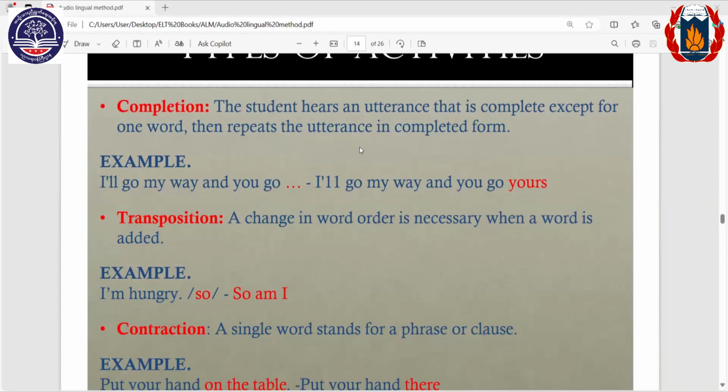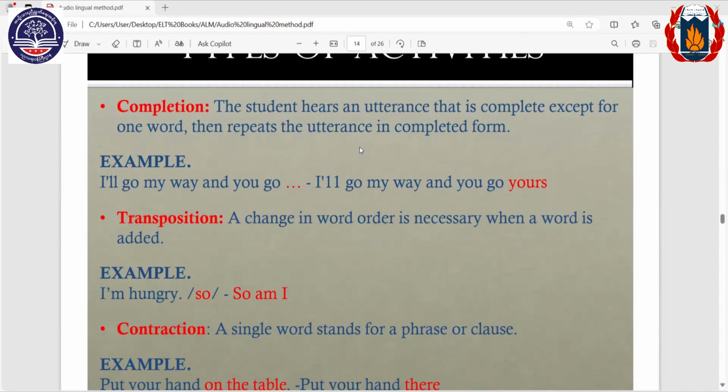Completion means filling in the necessary words. This is the common activity that we are very familiar with in language exercises. For example, I will go my way and you go, right? You can replace I will go. The student will repeat, well, say, I will go my way and you go yours.